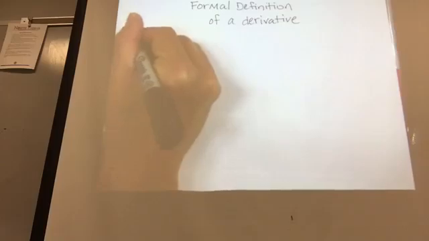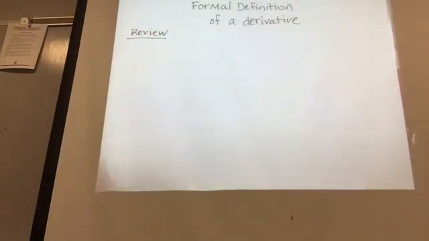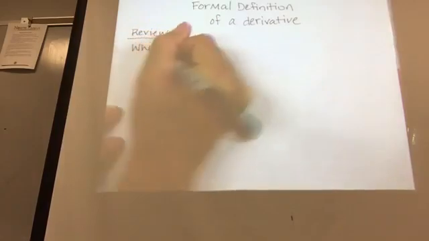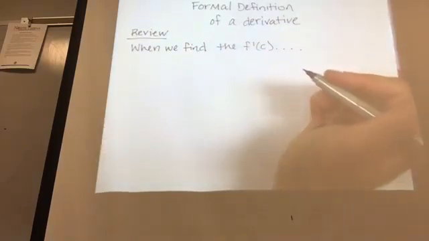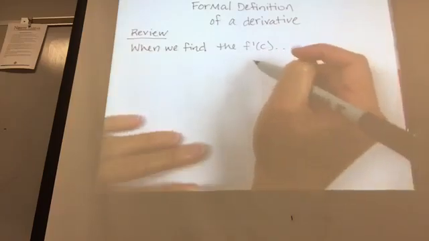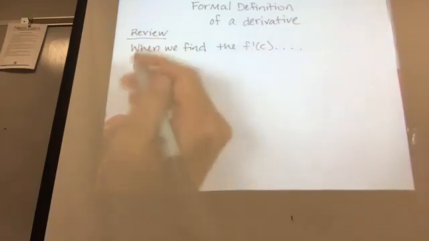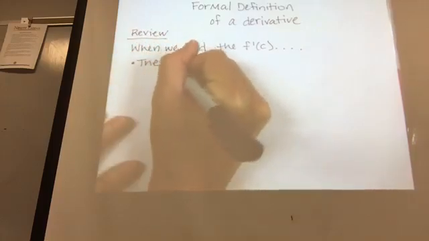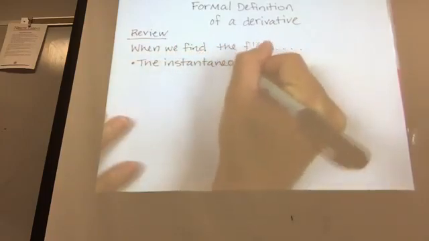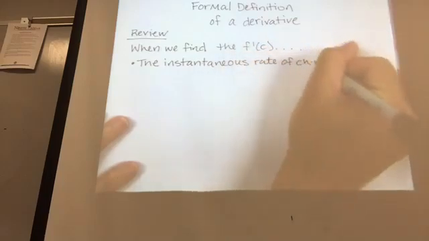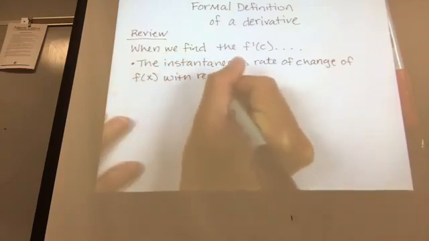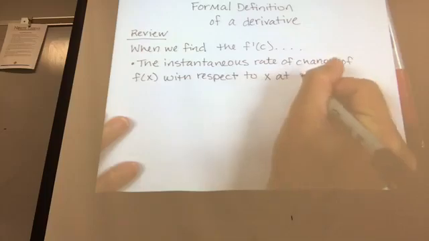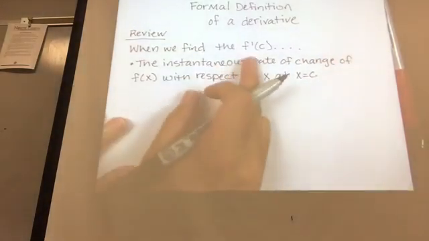Alright, so let's review first. When we find the derivative, or f prime of c, what are we finding? The slope at that specific x equals c value. And so we can say the instantaneous rate of change of f of x with respect to x at x equals c. That's what it means when I'm finding f prime of c.